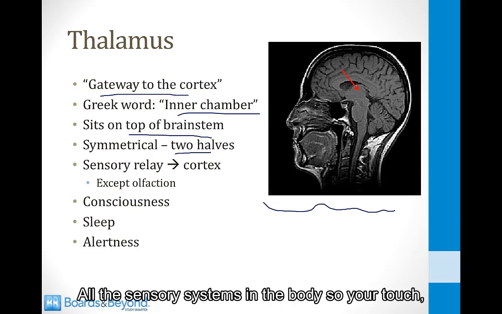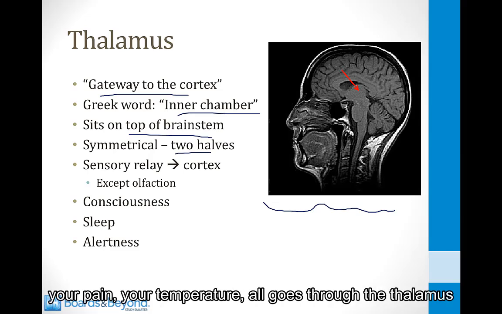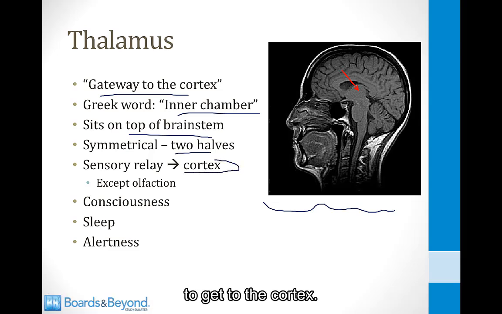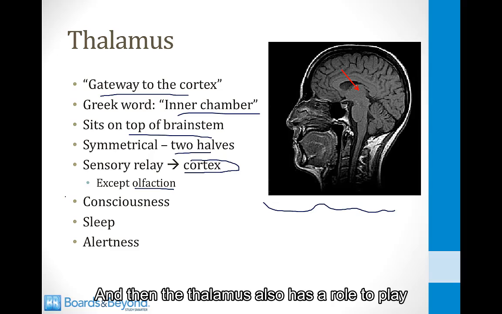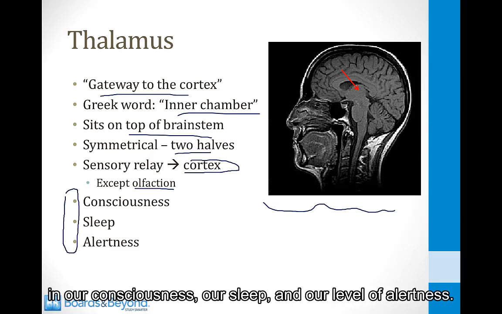All the sensory systems in the body, so your touch, your pain, your temperature, it all goes through the thalamus to get to the cortex. The only exception is smell. Smell does not go through the thalamus. And then the thalamus also has a role to play in our consciousness, our sleep, and our level of alertness.